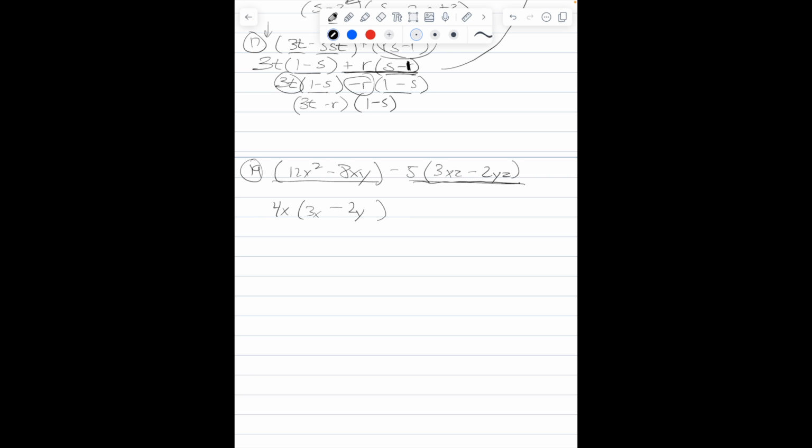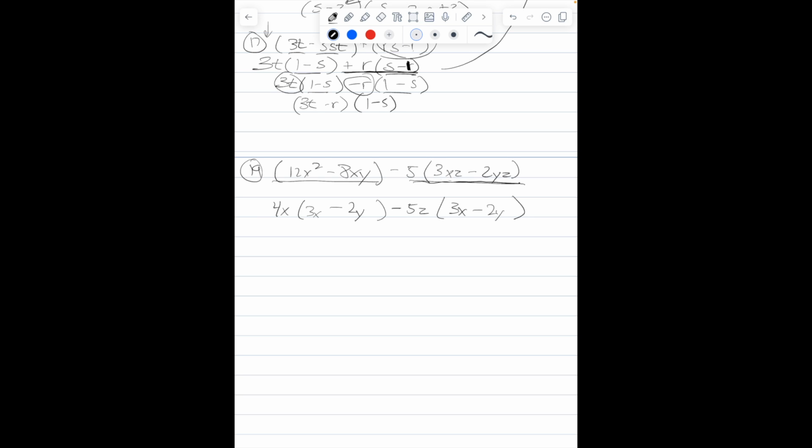Oops, I'm looking at my own work and seeing a possible mistake. 3x minus 2y. Oh, no, I see it. Okay, so our greatest common factor here between 3xz and 2yz is z. Got to bring that 5 down. That's what was throwing me off. I was like, where'd that 5 come from? Oh, yeah, it was up top. So we pulled that 5 down. We factored out the z. 3xz divided by z is 3x, minus 2yz divided by z is 2y.